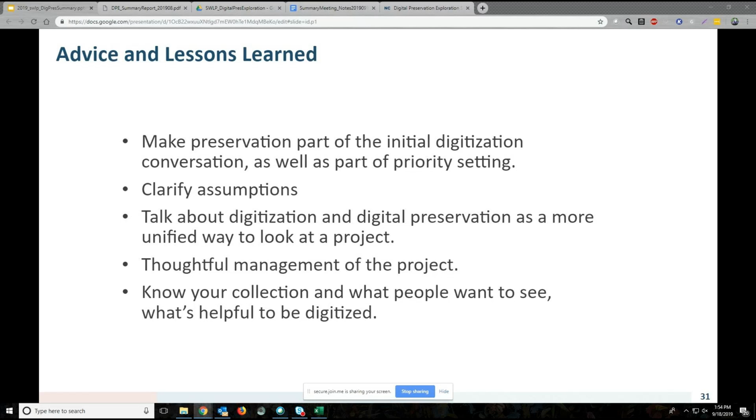Connected to all of this, of course, is the idea of thoughtful management of the project. Knowing your collection and what people want to see, what's helpful to be digitized or preserved, can also really assist in having a successful and sustainable digital preservation program.